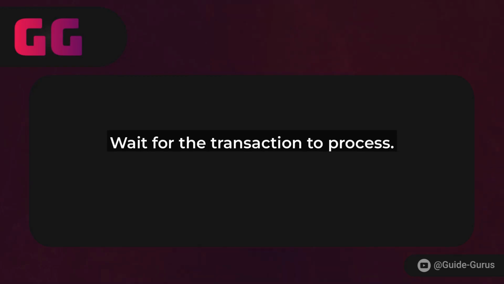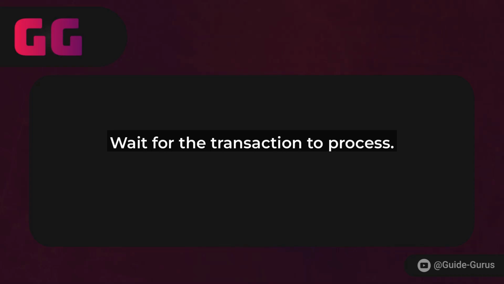A quick tip: always verify wallet addresses multiple times to prevent sending funds to the wrong place. That's a common mistake that can lead to permanent loss. Also, keep an eye on the crypto market. Prices can fluctuate while your transaction is processing.